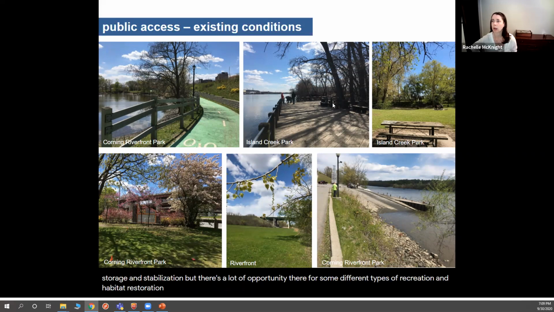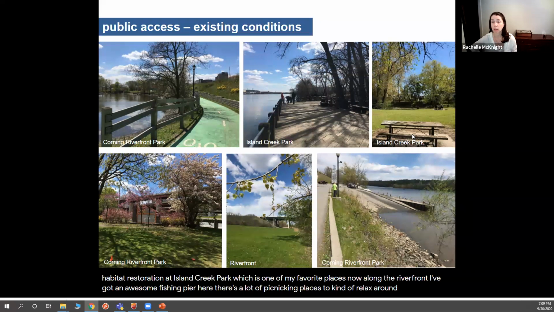At Island Creek Park, which is one of my favorite places now along the riverfront, they've got an awesome fishing pier. There's a lot of picnicking, places to kind of relax around the park. And it's a great park. It's very heavily utilized. There are a lot of people that hang out there all the time, which is awesome.